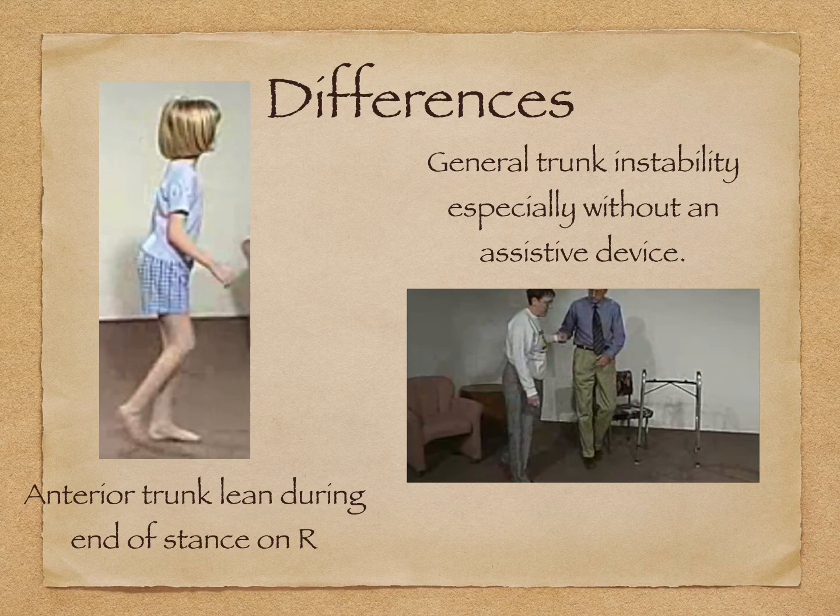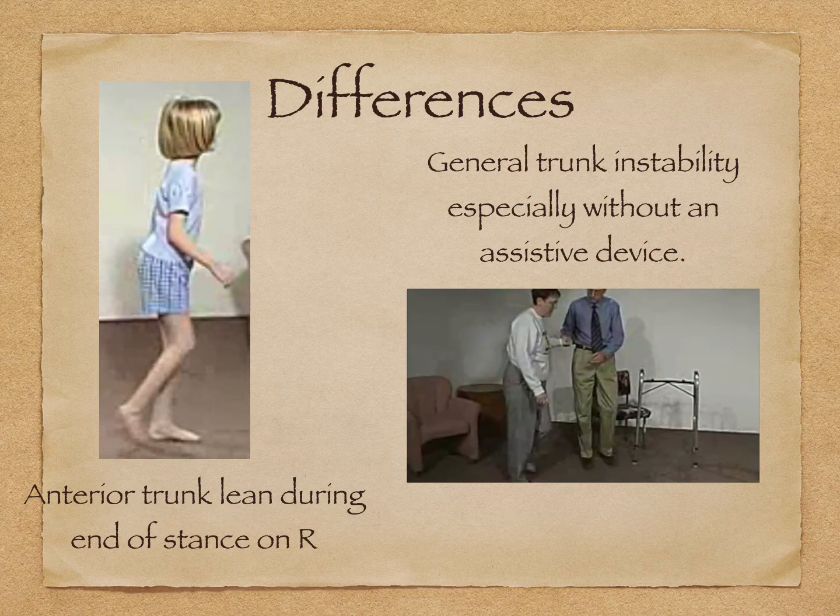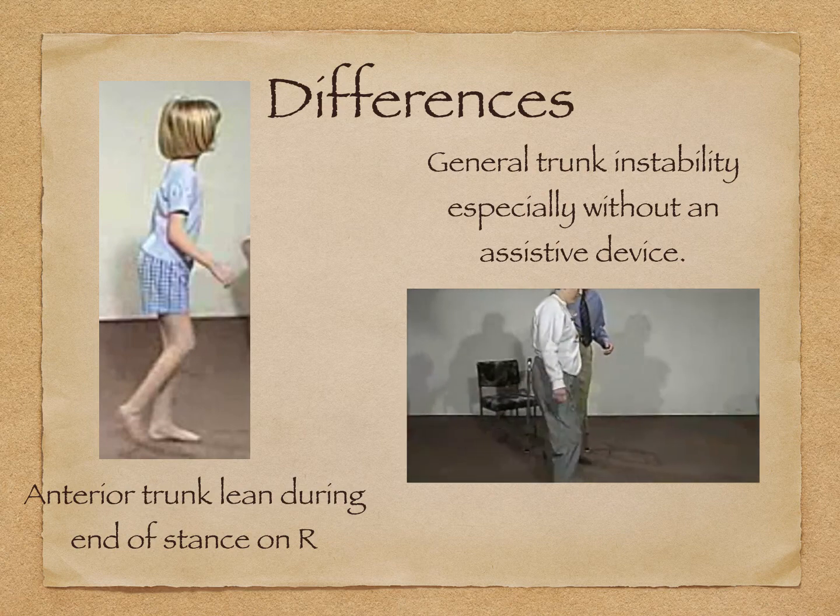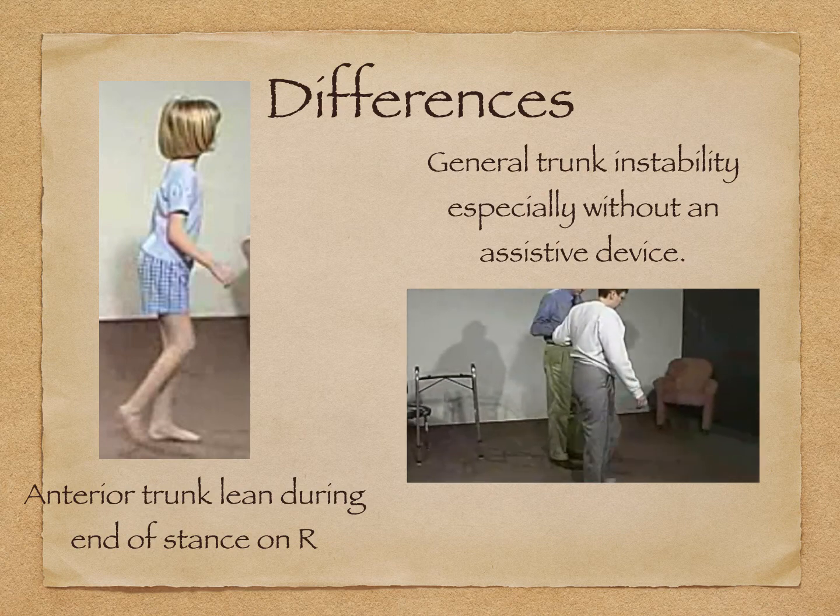Okay, so we can see in the videos that our subject 14 on the right has general trunk instability, especially when she is not walking with the assistive device. However, on the left-hand side, it's a little bit more predictable. You can see a slight anterior trunk lean during the end of stance on the right limb. And you can see this in the video here.